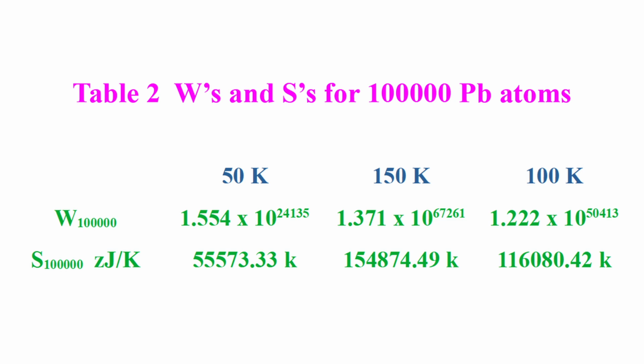Notice that we are using only really tiny samples and really low temperatures for these calculations. Imagine what the W values would be like in the case of the macroscopic world, where the number of particles is much larger, like Avogadro's number, and temperatures are much higher, like room temperature.